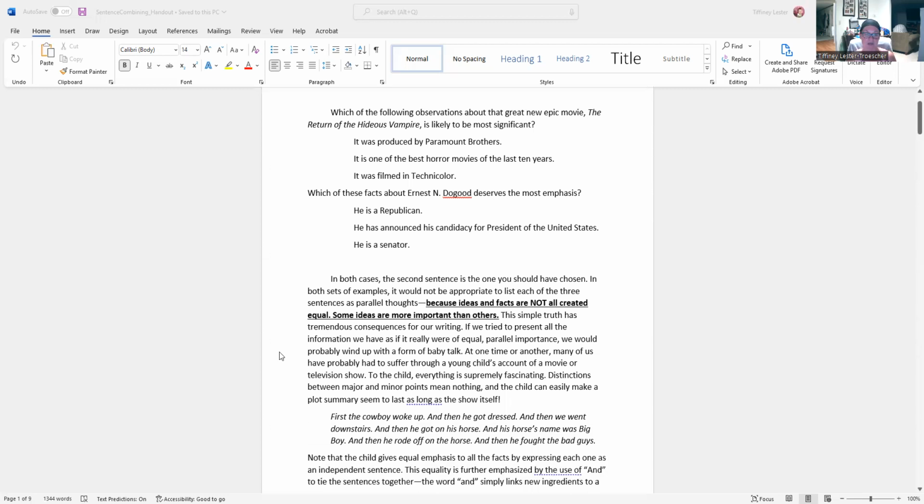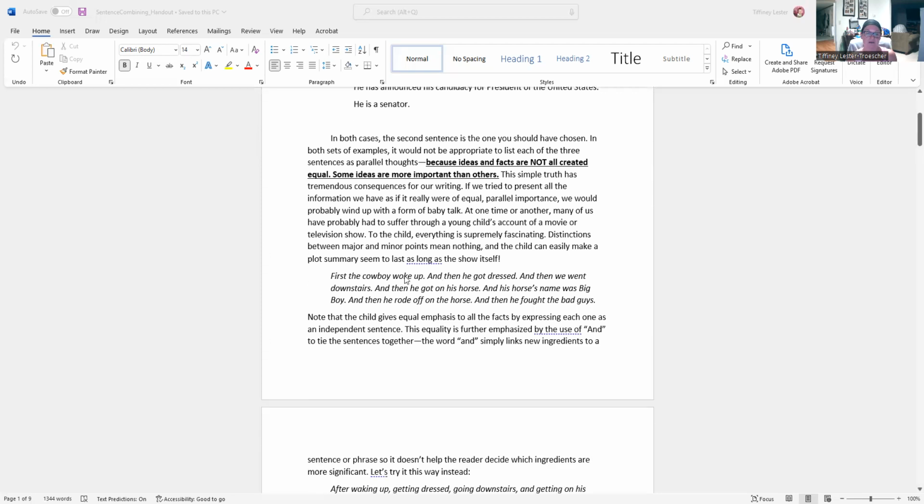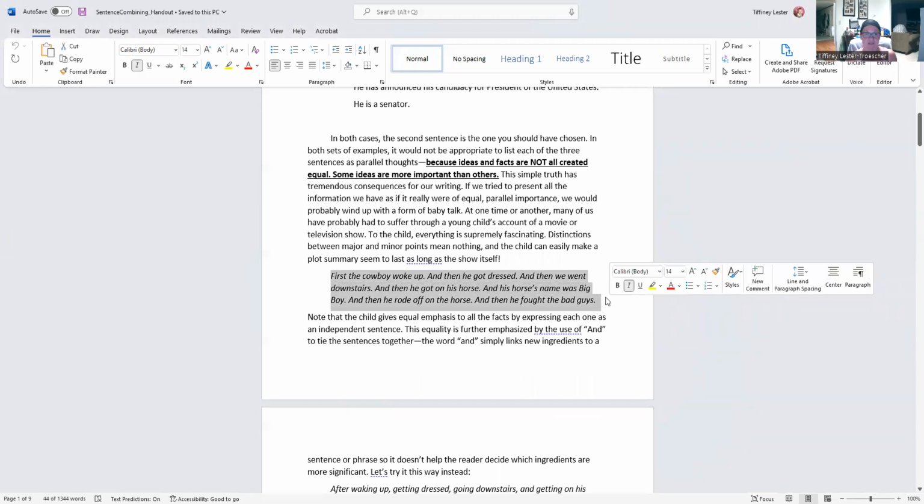And then it becomes almost like the way a child would describe something, right? So if you could imagine a child describing a TV show or a video that they've watched, this might be how a child would describe it right there, right? First, the cowboy woke up, and then he got dressed, and then he went downstairs, and then he got on his horse, and his horse's name was Big Boy, and then he rode off on the horse, and then he fought the bad guy.